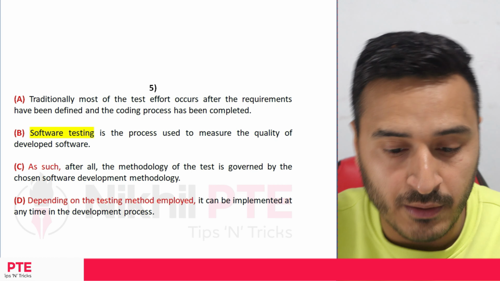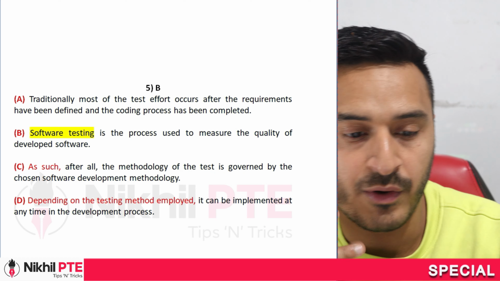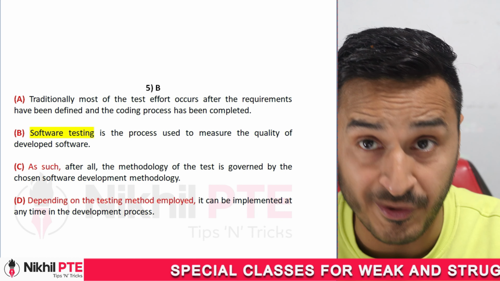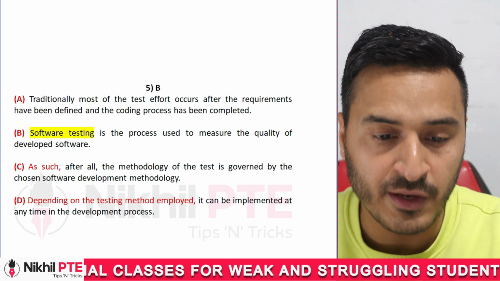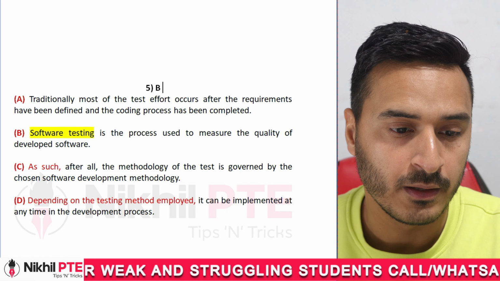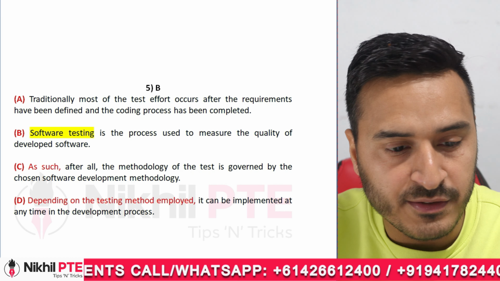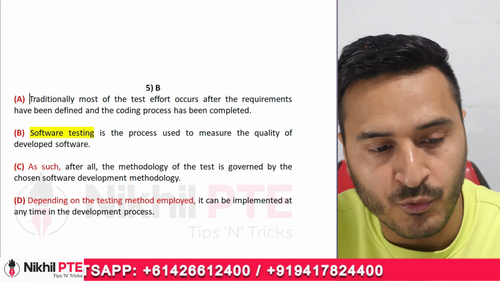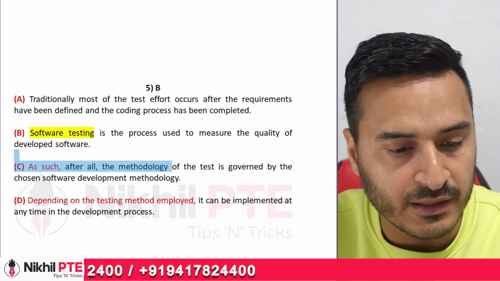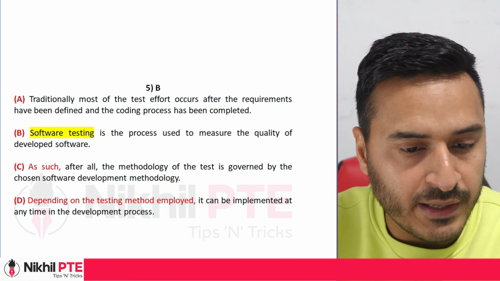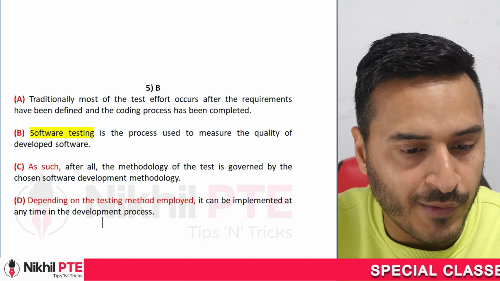In the B option, we are talking about software testing is the process used to measure the quality of developed software. It is an independent sentence. There is no connector, nothing. Right? So traditionally, next, what is left next? After B, we have to read A again, then C, then followed by D. So after B, what will come? Software testing is the process used to measure the quality of developed software.